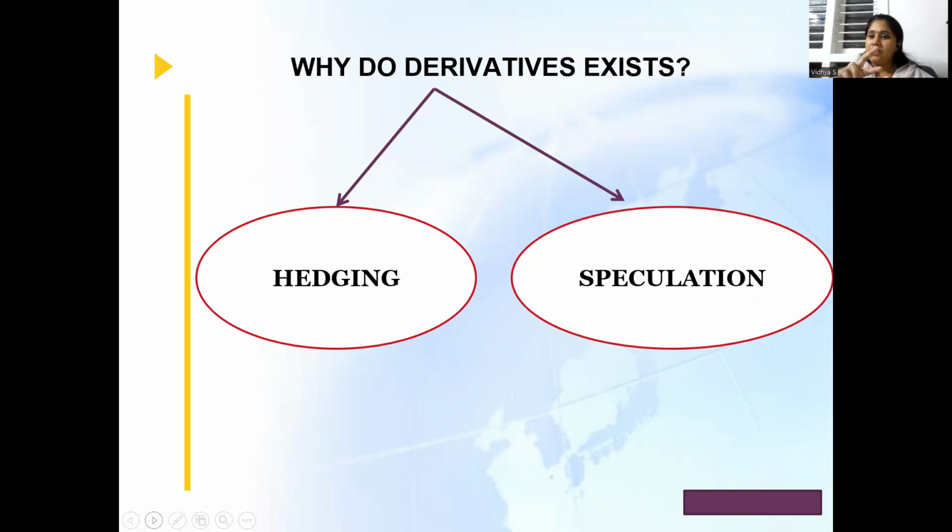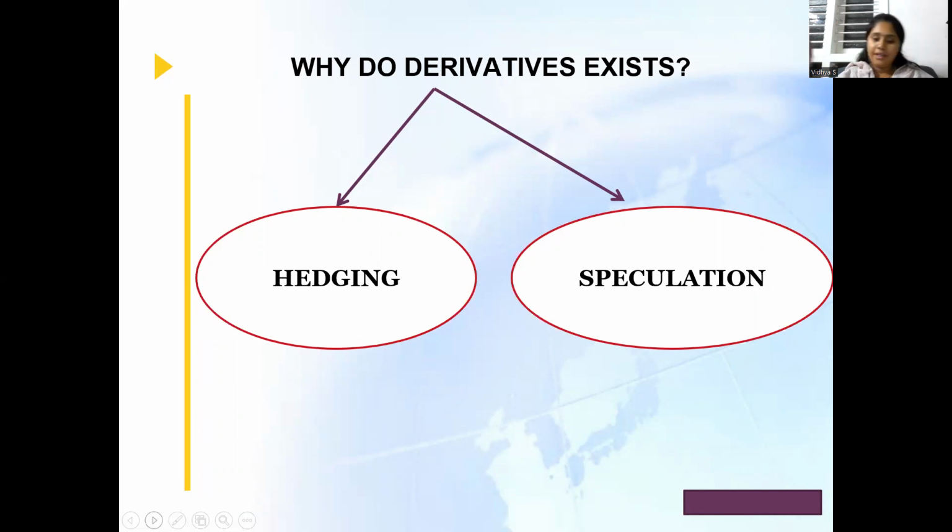Hedging: today the price is 100, tomorrow the price is 300. Even if it is going down, you're ready to accept the risk. Even if it is going up, you're ready to accept the risk. This is hedging. Speculation is something where you predict. Today, if I invest 100 rupees, will I get a profit of 300? You are speculating. Yes, I might get, I will get.